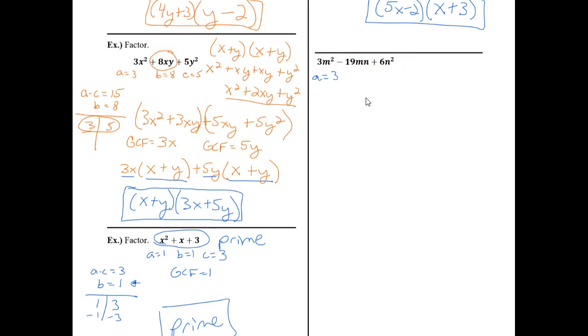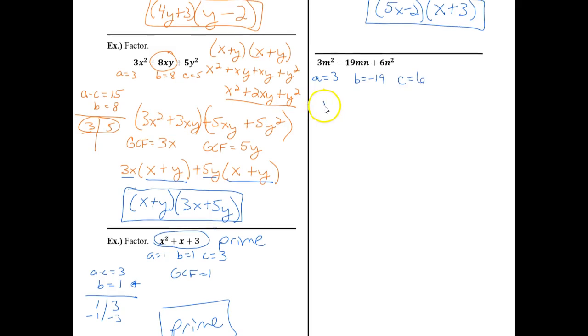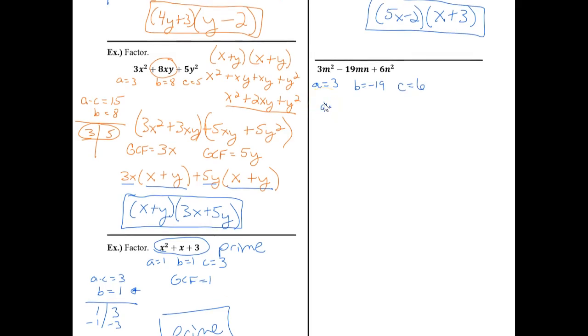A is 3, b is a negative 19, and c is a positive 6. I take a times c. 6 times 3 is 18, and b is negative 19. Sorry, that's kind of sloppy. I want factors of 18 that will add to negative 19.